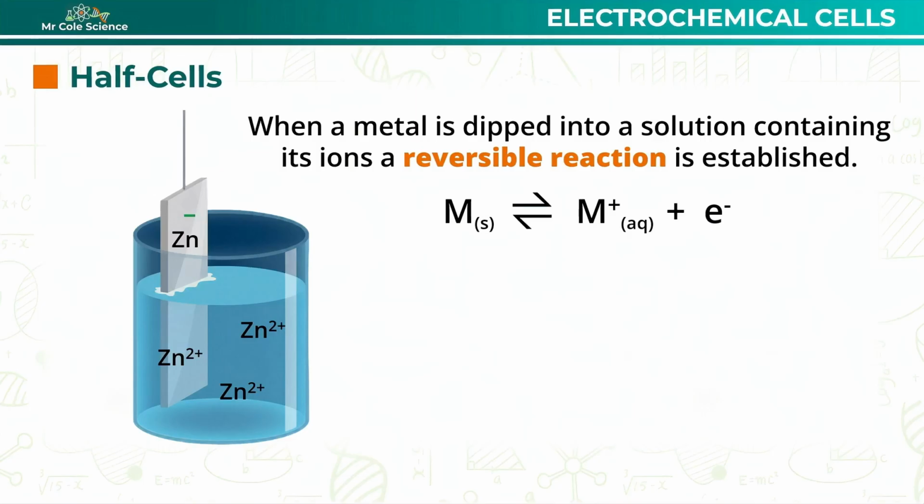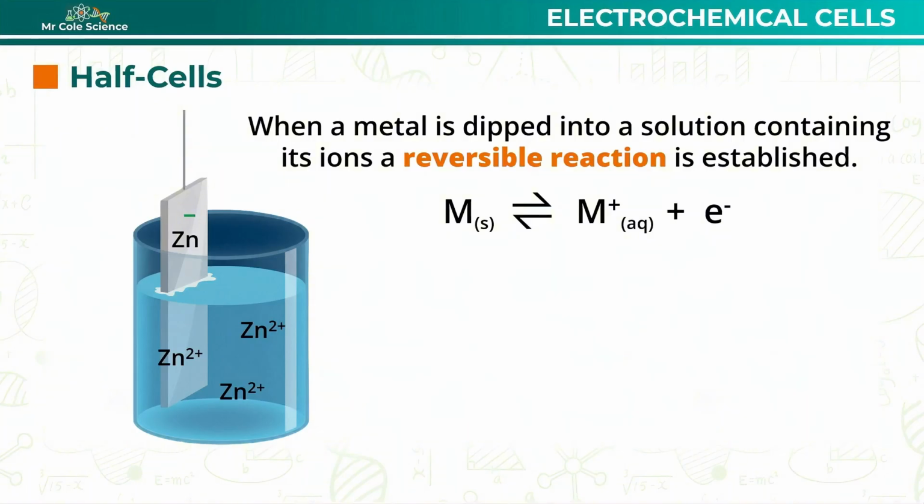An equilibrium whereby the rate of the oxidation reaction, the atoms turning into ions and losing electrons, is going to be equal to the rate of the reduction reaction, those metal ions gaining electrons and turning back into atoms. Now, why is this important? Well, for different metals, the position of that equilibrium is going to lie in slightly different places.